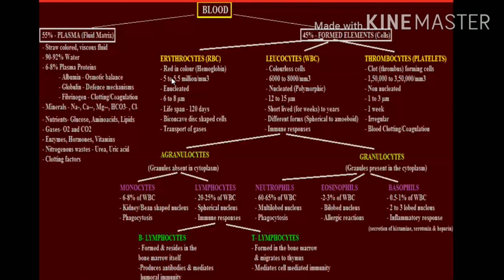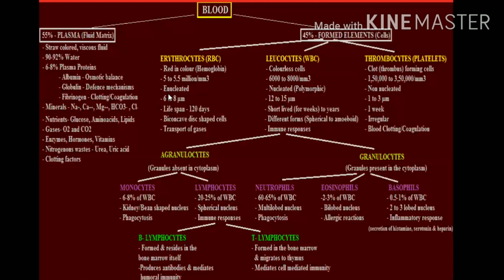The RBC count in a normal person is 5 to 5.5 million per cubic millimeter. So these are the most abundant cells. Leukocytes are 6,000 to 8,000 per cubic millimeter, and thrombocytes 1,50,000 to 3,50,000 per cubic millimeter.